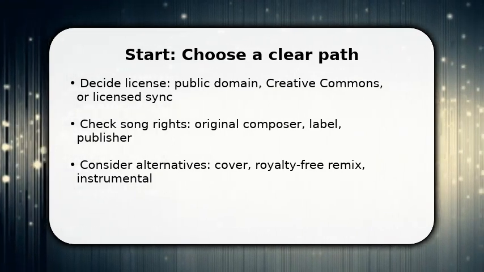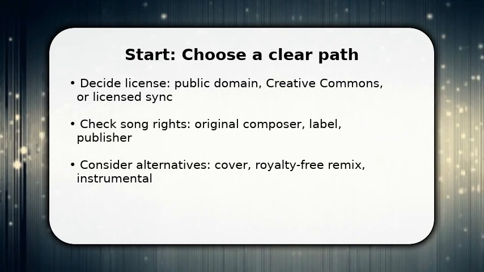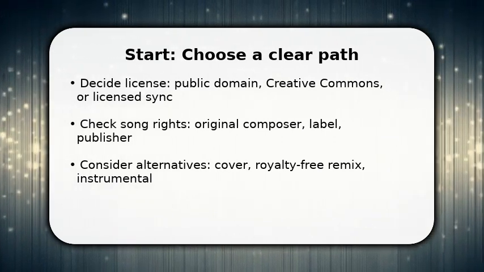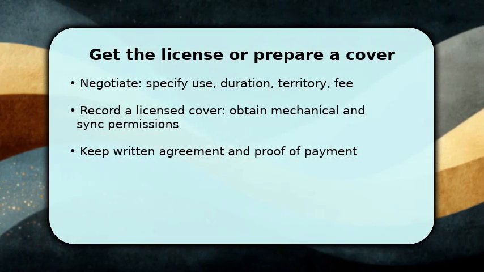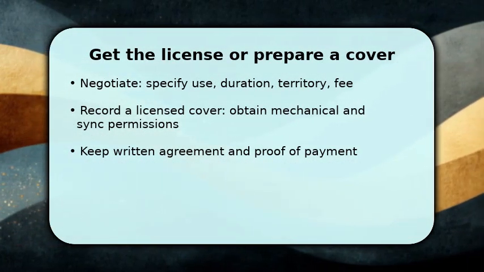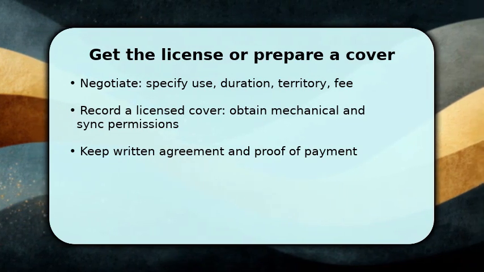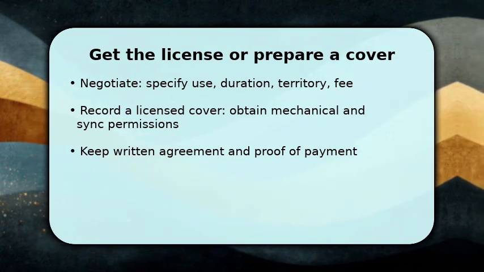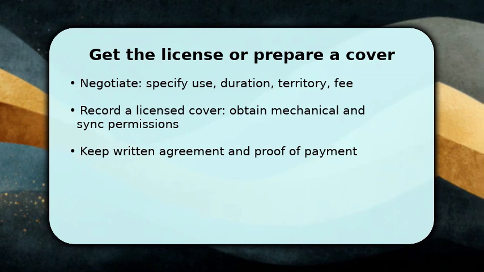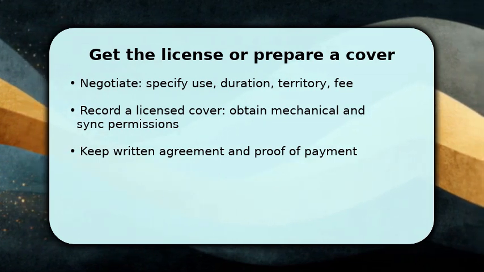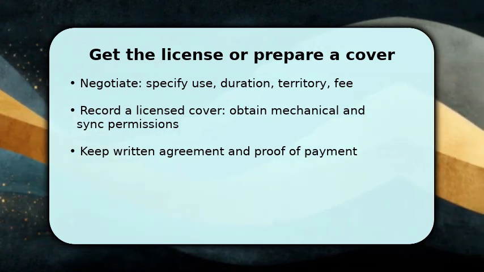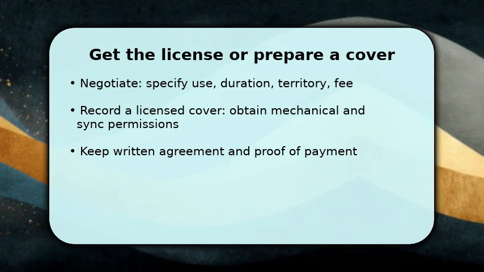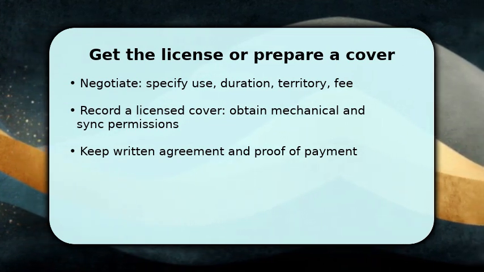Make sure to document permissions in writing and keep receipts, because Instagram disputes need proof, and you'll want fast verification if a claim appears. Next, secure the actual rights or prepare a compliant cover. When negotiating, specify Instagram use, length, territory, and whether stories or reels are included. If you record a cover, obtain mechanical rights and a sync license where required. Some rights are handled by labels, others by publishers. Pay the fee and ask for a short license statement you can show to Instagram.